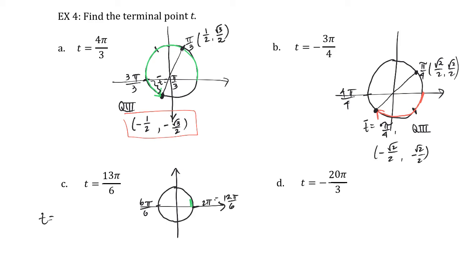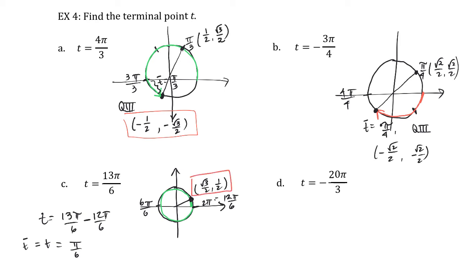So if you don't always want to have to draw this out, what you can do is just simplify that. You're going all the way around, so you can just subtract that 12 pi over 6, and that gets us to our point, which is the same actually as our reference angle because we're in quadrant 1, and so here we are at pi over 6, and the terminal point there is at root 3 over 2 and 1/2.